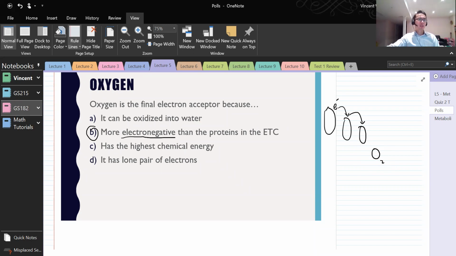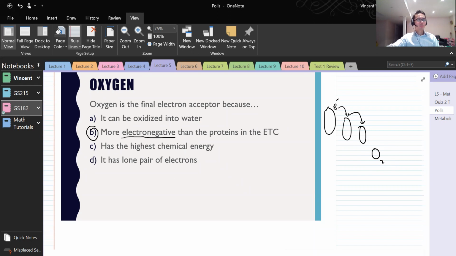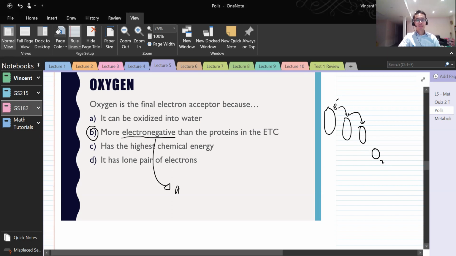Did you guys actually talk about electronegativity in chemistry class? Just wondering. Or is this a new concept to you? No electronegativity. Okay, so I'll just write it down for you. Electronegativity is a measurement of attraction to electrons. High electronegativity equals high attraction. So if something is very electronegative, it would have a very strong pull on the electron.